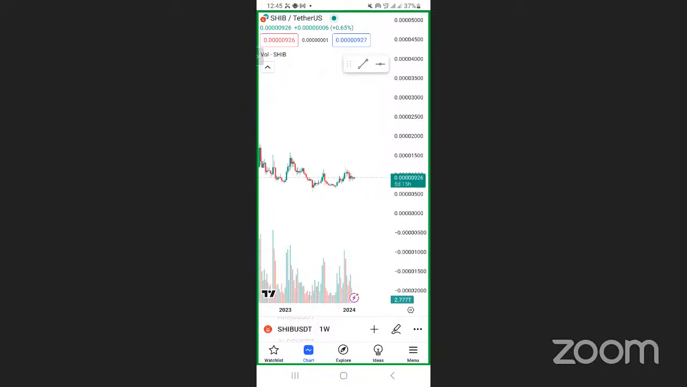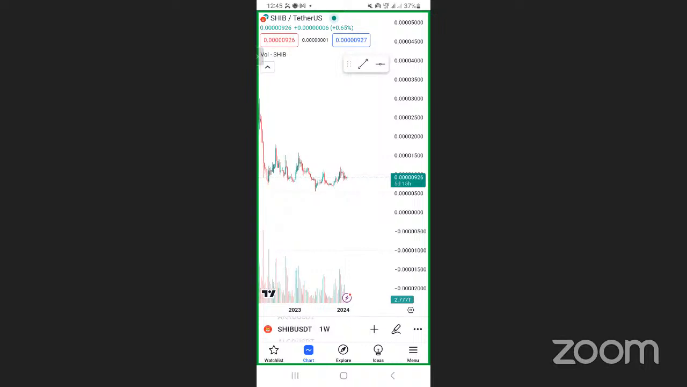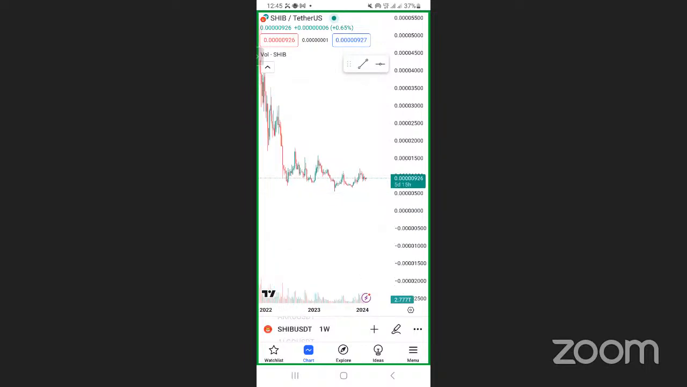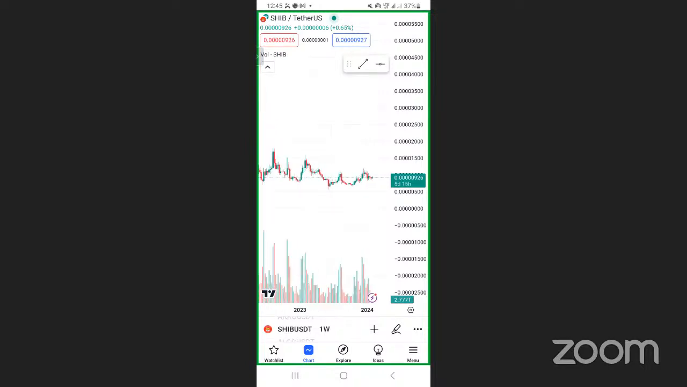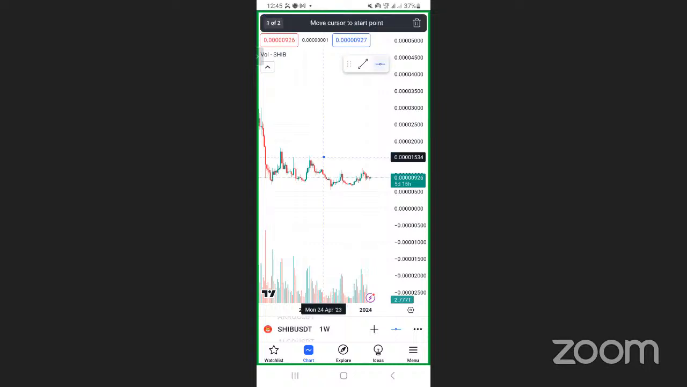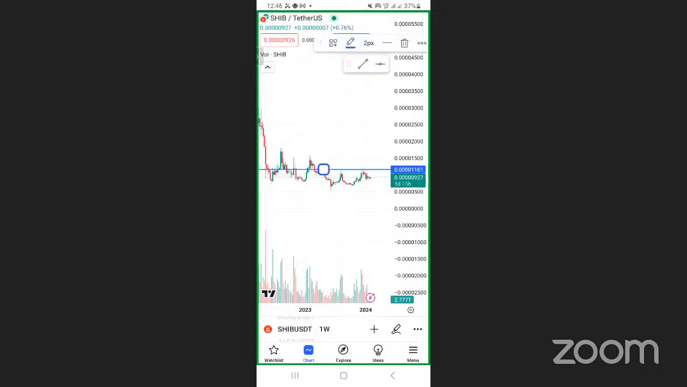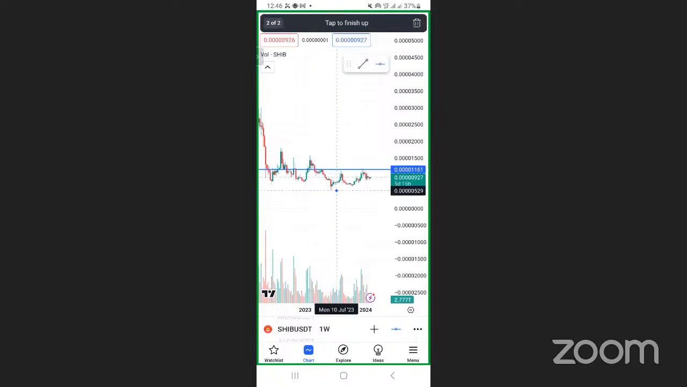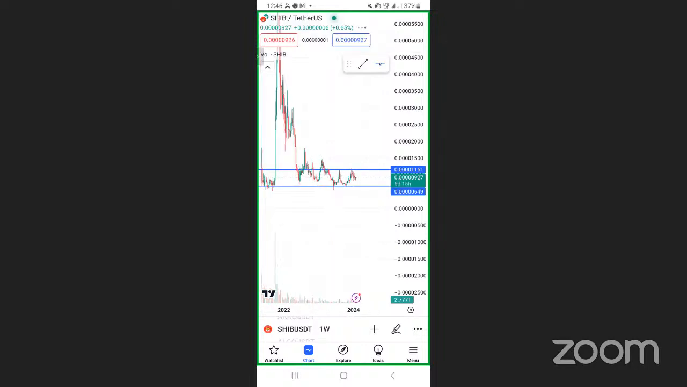Who can tell me, this is a 1 week chart. What is SHIB doing? If you look at this chart, is it an uptrend, downtrend, or ranging market? Ranging market. SHIB is still ranging. So you can clearly draw a line like here. Every time we come at this point, we are pushed back. But every time SHIB comes around here, it is pushed back. So SHIB is around there ranging.